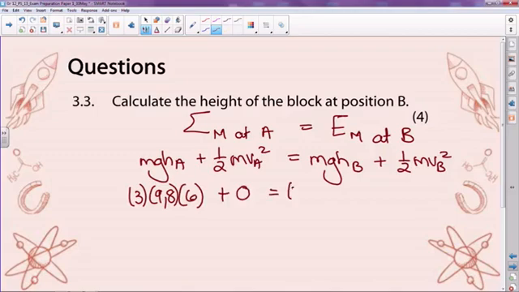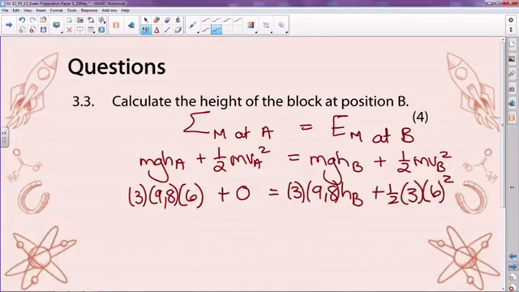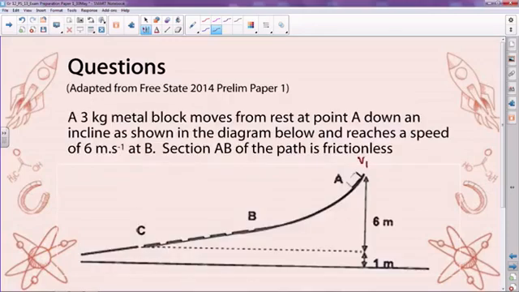We know this is 3, we know this is 9,8, we want the height at B, and of course, we know how fast it's going at B. Once again, it's a maths problem. We don't have time for me to show you that, unfortunately, but the height at B is 4,16 meters. So we go back here, and V here is 0, that's 6 meters per second, and the distance to get to B over here is 4,16 meters.